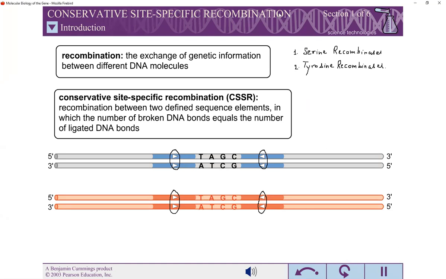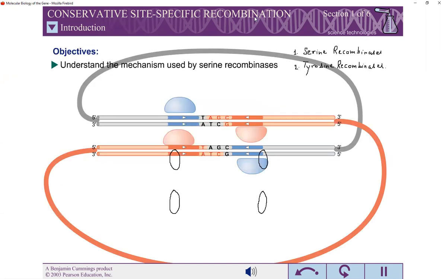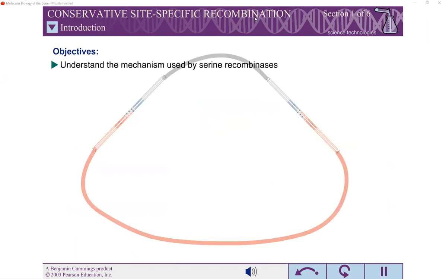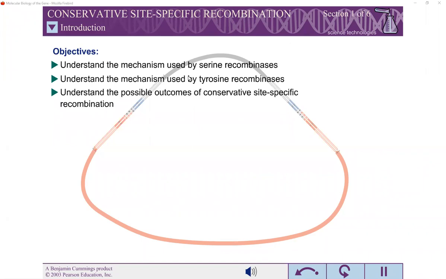When you have completed this exercise, you should understand the mechanism of site-specific recombination by the serine recombinases, understand the mechanism of site-specific recombination by the tyrosine recombinases, and understand the possible outcomes of conservative site-specific recombination. So there are three things that we have to learn.